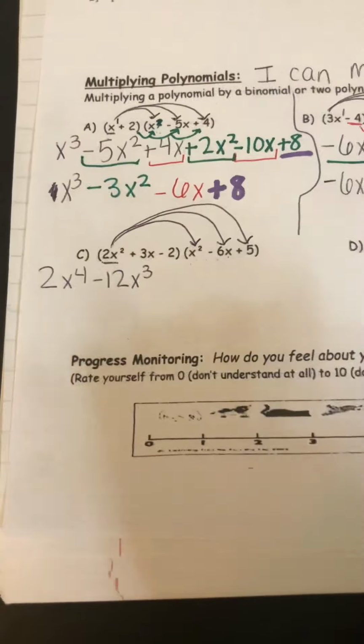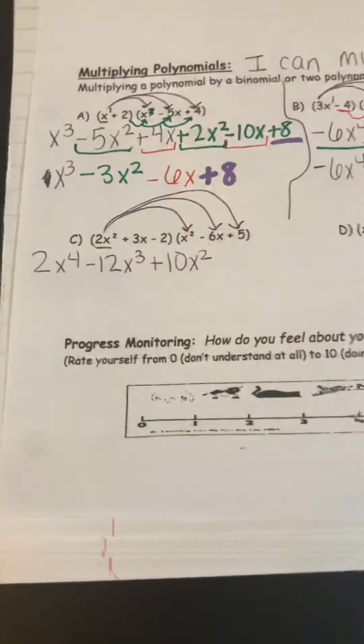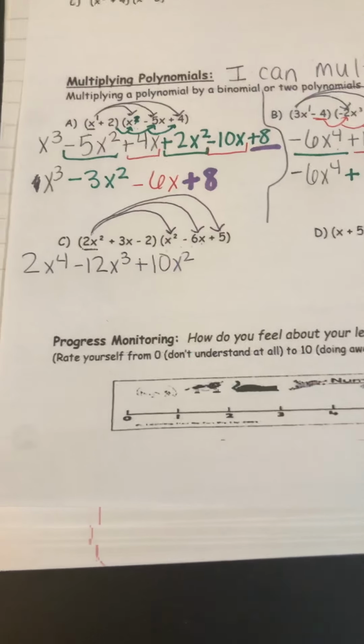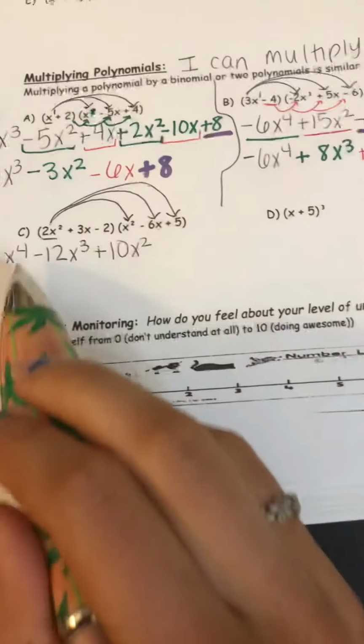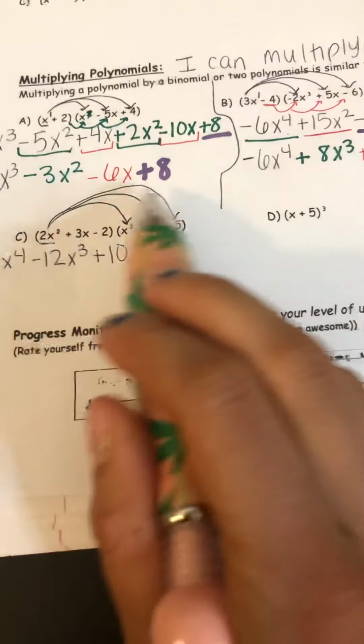Great, and now I'm going to do 2x squared times 5. 2 times 5 is 10. And then I'm left with my x squared. So I have 2x to the 4th minus 12x to the 3rd plus 10x squared. And that's for my first set of distributions I'm going to make.